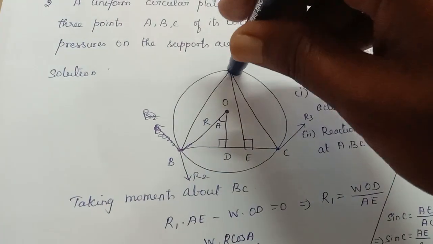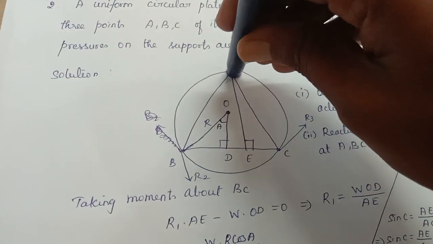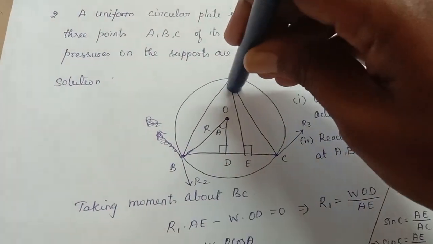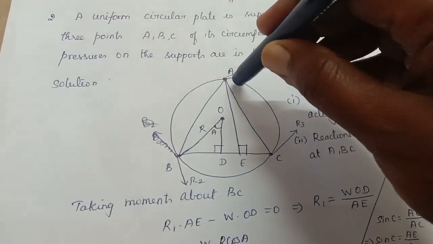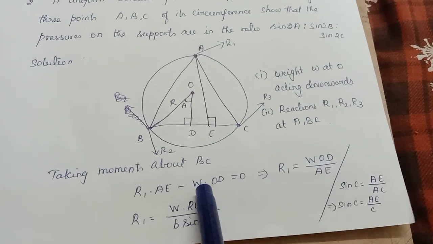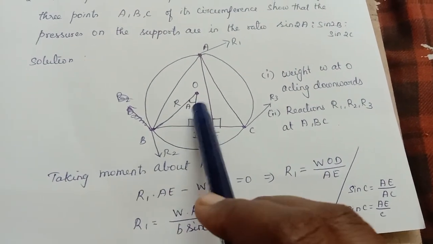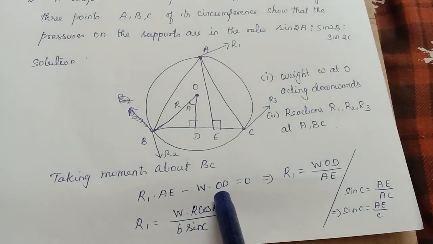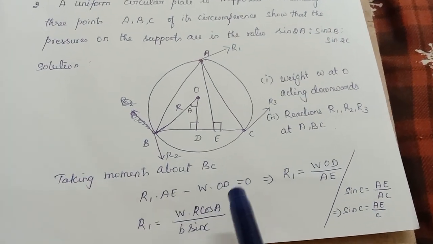This is our reaction. See, I am putting the pen like this, no? This is your reaction, acting upward. So when you walk along the upward direction, this line BC will be lying on your left hand side. So this R1 into AE moment will be positive, and W is downward, no? When you walk along the downward direction from O, it will be negative. Okay, the sum of these moments is equal to 0.